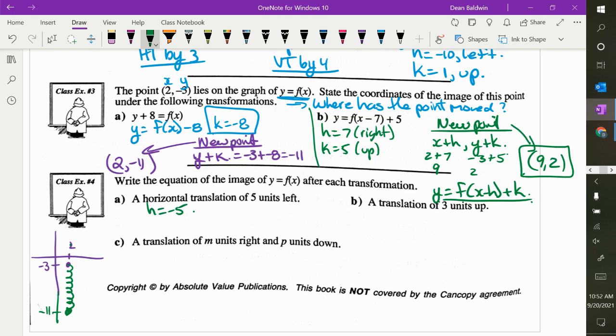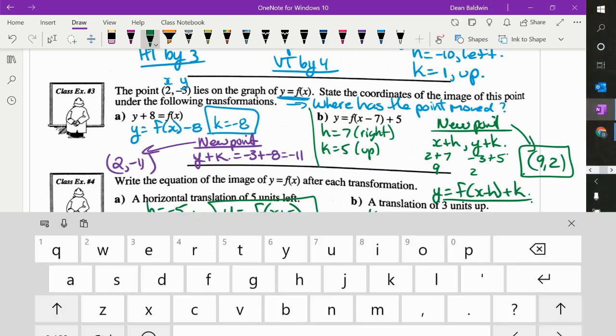If I don't say anything about going up or down, what is my k value? 0, exactly. Okay, so what's the equation? y equals f(x + 5), and that's it. That's it. f of x plus 5. You just fill it in. All right, 3 units up, h or k? So it's just f(x) + 3, because our h value is 0.